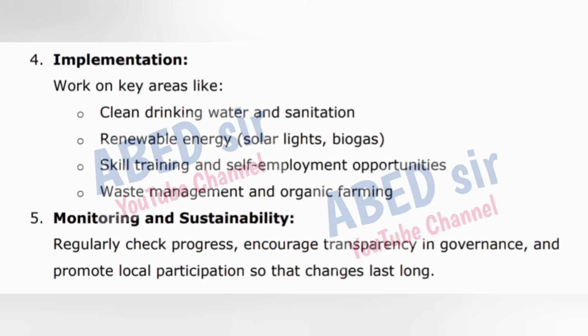3. Resource mobilization. Gather resources from government schemes, NGOs, CSR funds, and also use local talent and skills. 4. Implementation. Work on key areas like clean drinking water and sanitation, renewable energy, solar lights, biogas, skill training and self-employment opportunities, waste management and organic farming. 5. Monitoring and sustainability. Regularly check progress, encourage transparency in governance, and promote local participation so that changes last long.